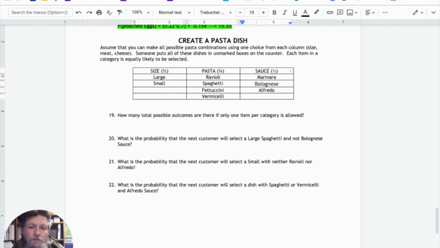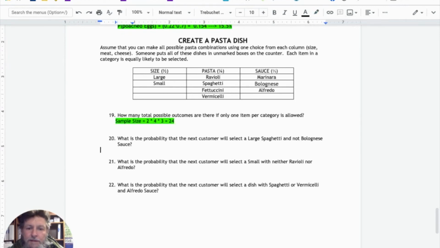So what is the total sample size? How many total possible combinations are there? If only one item per category is allowed, that's the sample size. We're going to multiply through that. That's pretty simple. 2 times 4 times 3. So in other words, you're just multiplying through the number of possibilities in each event. So 2 times 4 times 3 is 24. So that's our answer to this question.